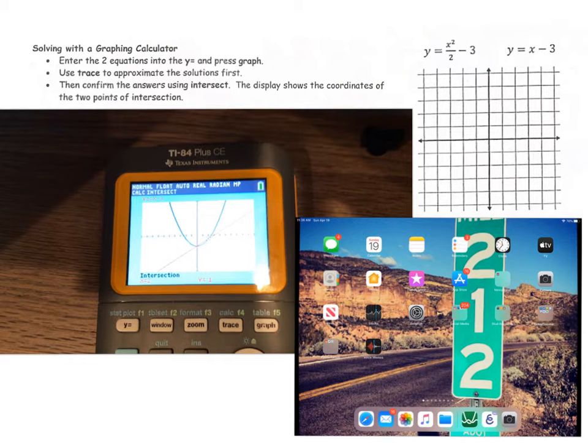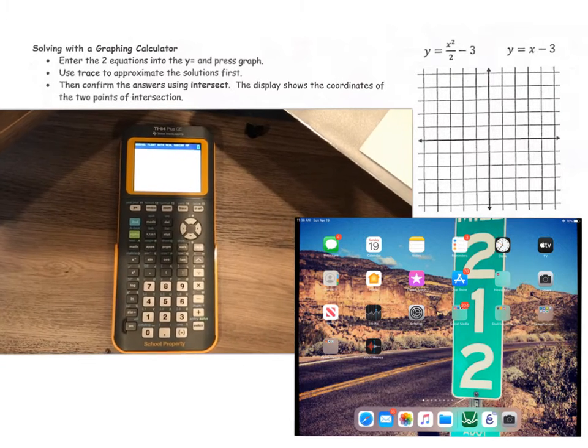Right now, let's take a look. Instead of graphing by hand, this time let's look at using that graphing calculator or our Desmos to go ahead and find our solutions. Let's start with our graphing calculator, which is our ACT tool.